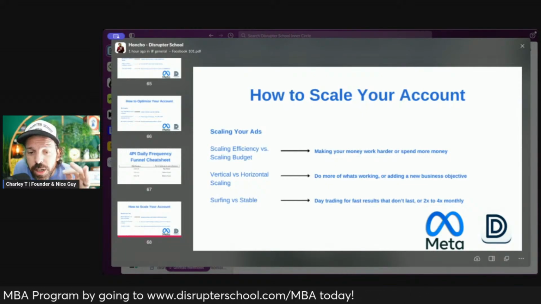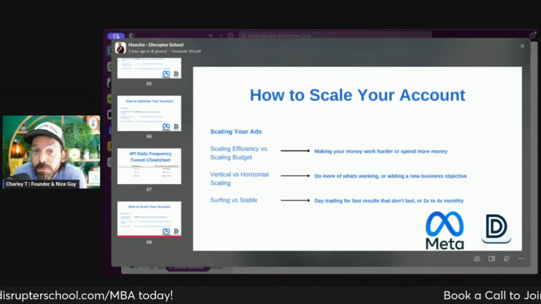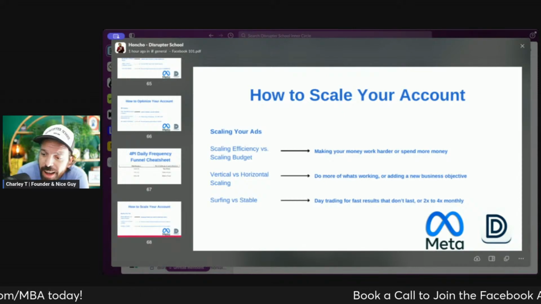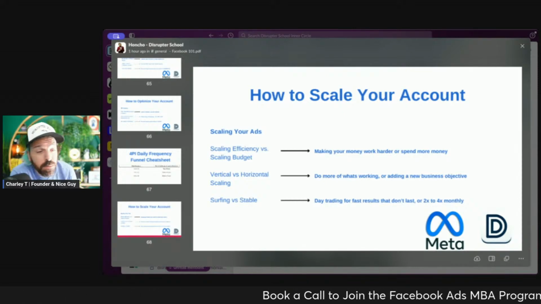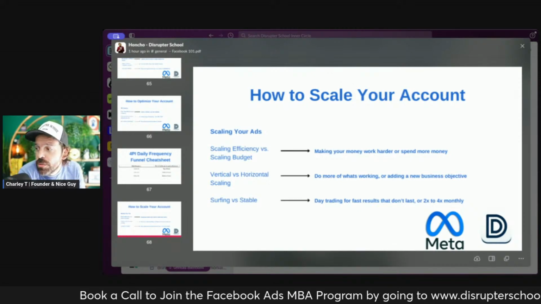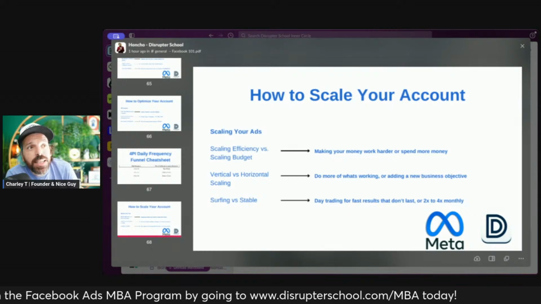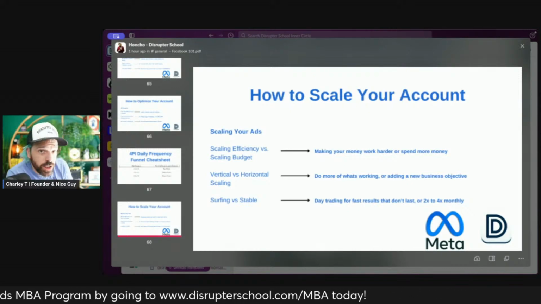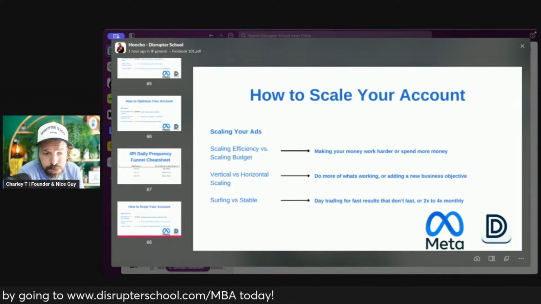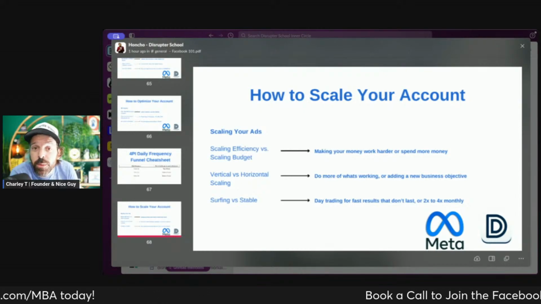And the last thing I'm going to cover here is surfing versus stable. Do you want to day trade by spiking budgets, where you go from $500 to $1,000 to $3,000, and then Facebook breaks you and you start all over? Or would you like to add 5% a day 3 times a week, or 5% a day every day of the week, as long as your blended CPA is below target? Well, 5% a day 3 times a week will double your budget every month.